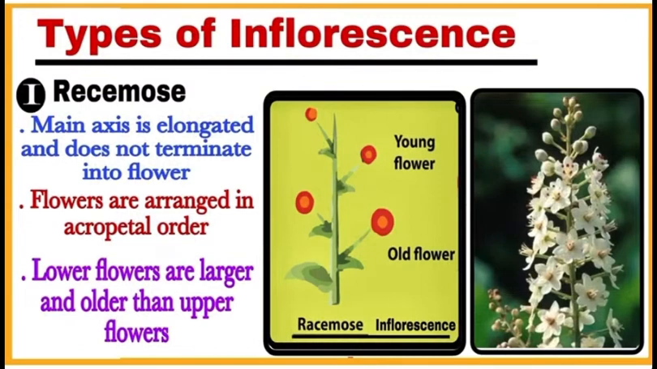Further, in the introduction part, write the types of inflorescence. First type is Racemose. Here, main axis elongated होता है and it does not terminate into a flower. Flowers acropetal order में arrange होते हैं, जिसमें lower flowers older and larger होते हैं and upper flowers younger होते हैं.